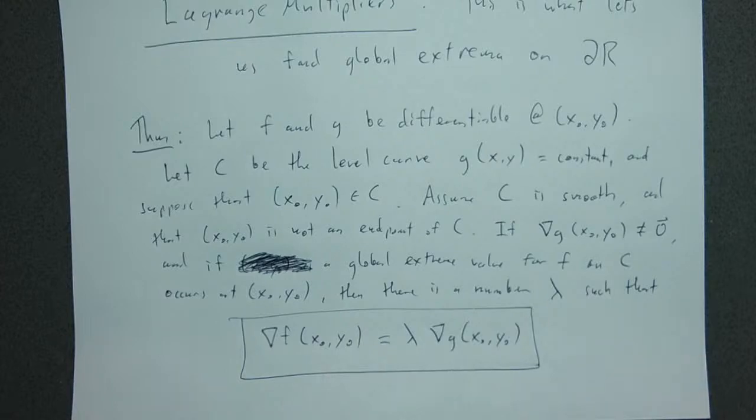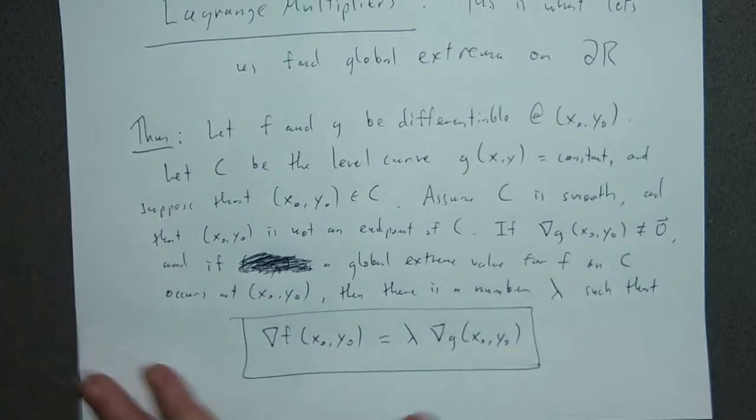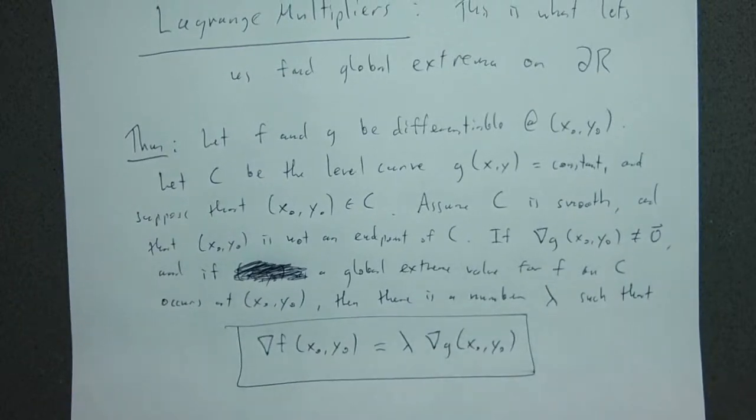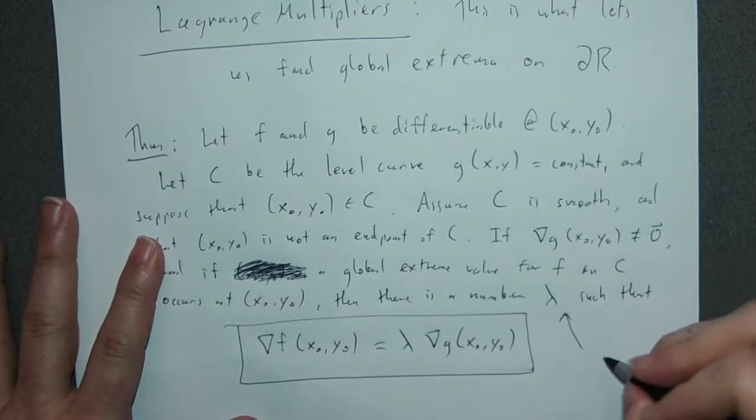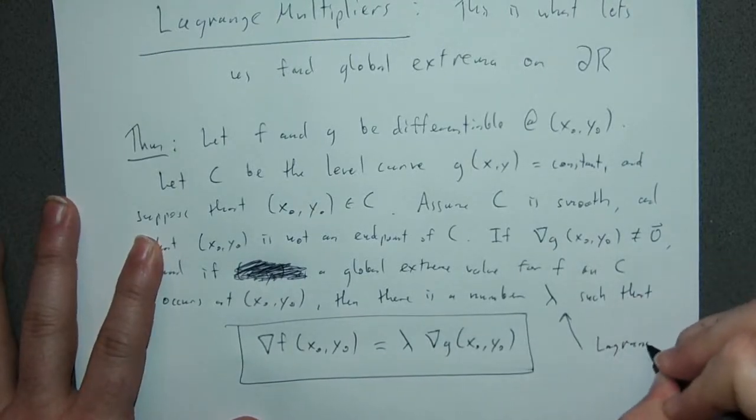Now, intuitively, what is this saying? It's saying that under these conditions, the two gradient vectors for f and g are parallel, right? That means they are scalar multiples of each other. And this scalar multiple that makes these things parallel is called lambda. Of course, lambda is the Greek letter for L, so it's lambda for Lagrange here. So this is the Lagrange multiplier. That's where the name comes from.